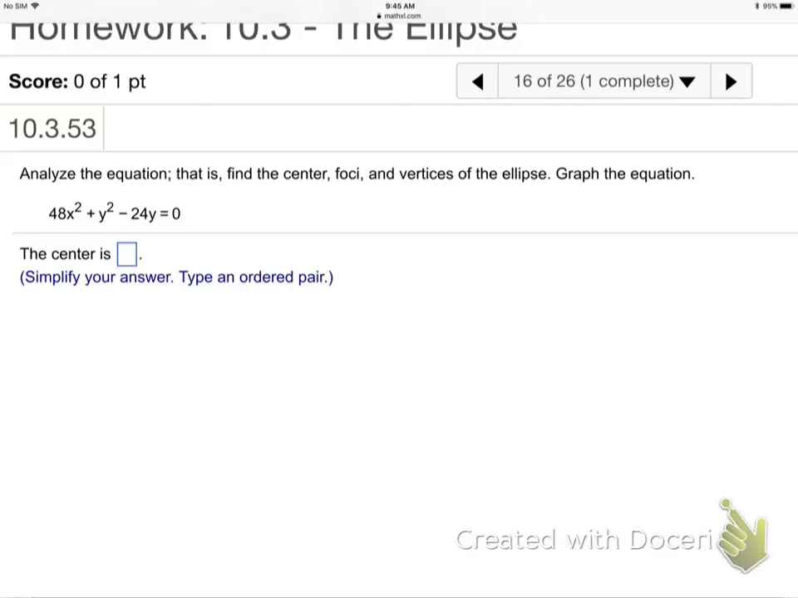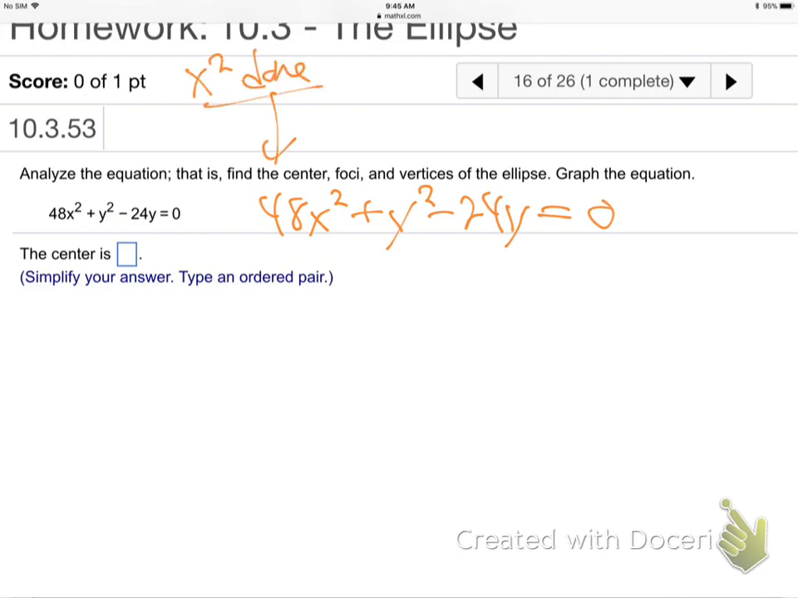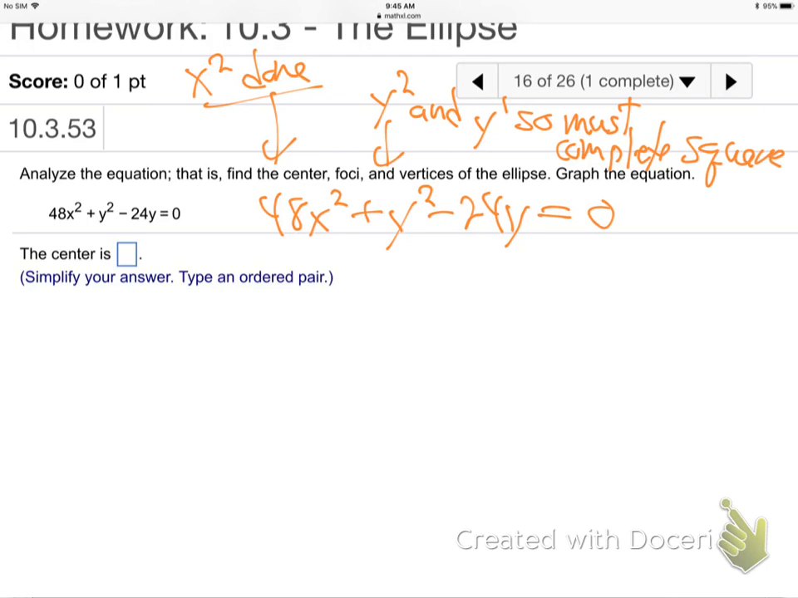All right. I'm not going to do the whole way. I just want to show you one thing. There's one little trick that I remember from years past that fools people. As you look at this, x squared is done already, whereas y squared and y to the first must complete the square. Do you see that difference?